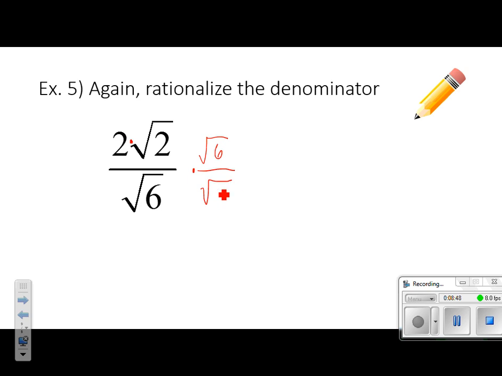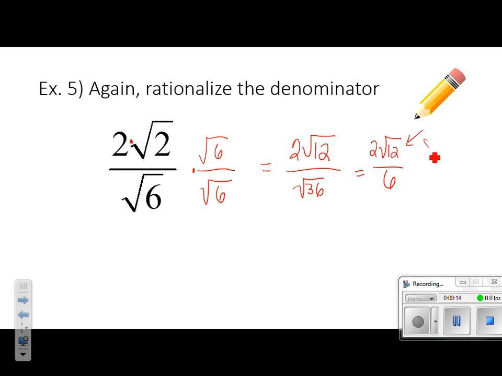Again, when we rationalize our denominator, we're always multiplying by the bottom because we don't want the radical in the bottom. So I'm going to multiply the top by the square root of 6 and the bottom by the square root of 6. The top becomes 2 square roots of 12 because 2 times 6 is 12. The bottom becomes the square root of 36. Well, we know the square root of 36 is 6. The top is 2 square roots of 12.